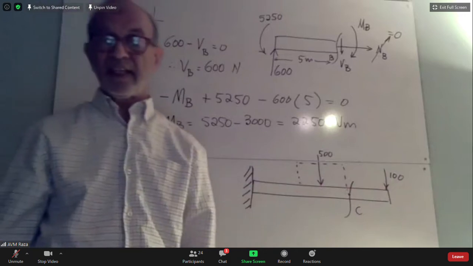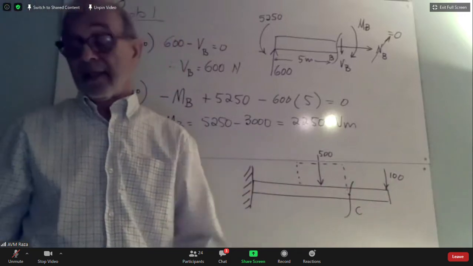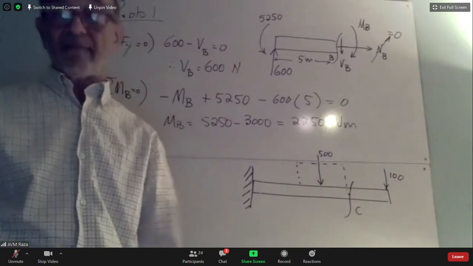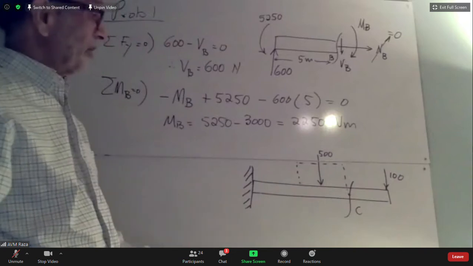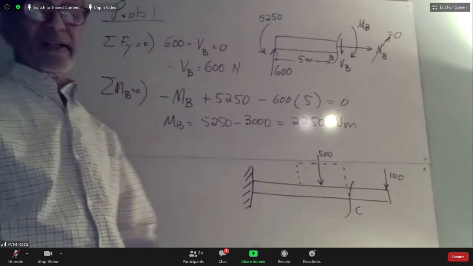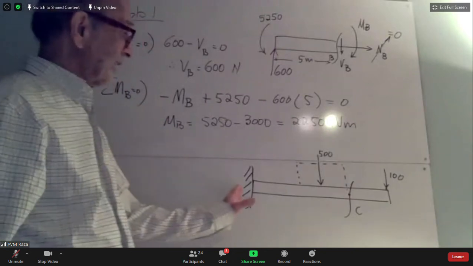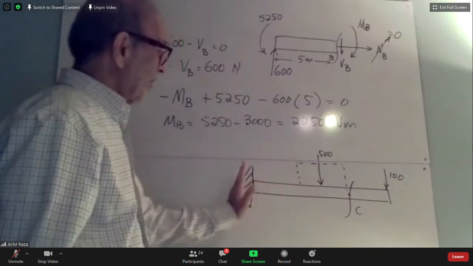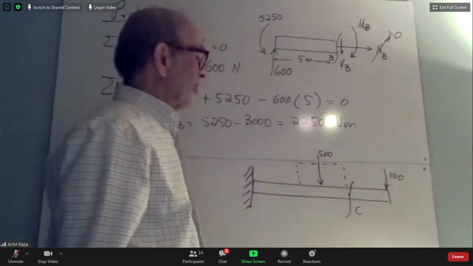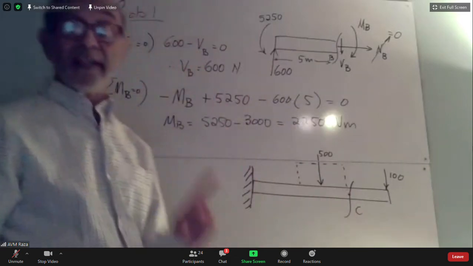This is what I was saying, that in some cases you can get away without finding support reaction, but in some other cases you always have to find support reaction. So if you understand when you want to find and when you don't want to find, you can use that and avoid some extra work. In this case, we already found the support reaction, but just to show you how to use the right hand side or how to find the internal loads in some cases without finding the support reaction.